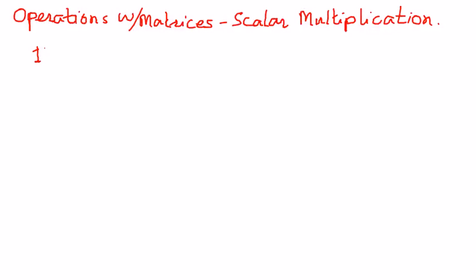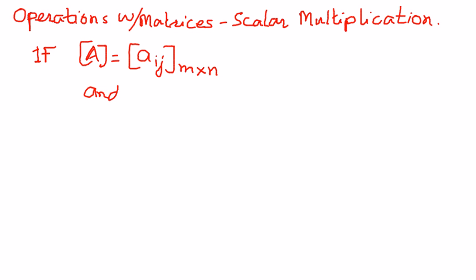If A is a matrix and if it has elements Aij in them, and if it has a size of m by n, and if C is a constant term, then the scalar multiplication can be defined as follows.